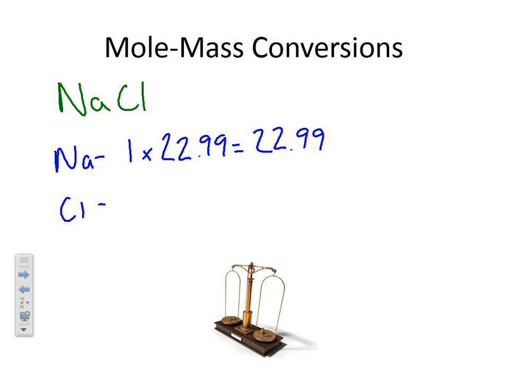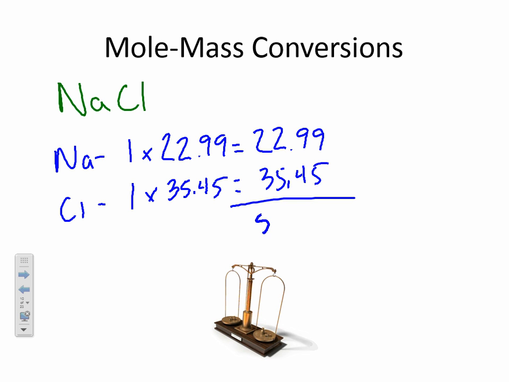Cl. How many Cl's do we have? 1. Times the weight of Cl. What's the weight of Cl on the periodic table? 35.45. 1 times 35.45 is 35.45. We're going to add these up, and when we add these up, we're going to get 58.44. NaCl weighs 58.44 grams per mole. And that's kind of our key unit here, grams per mole. The molar mass of NaCl is 58.44 grams.